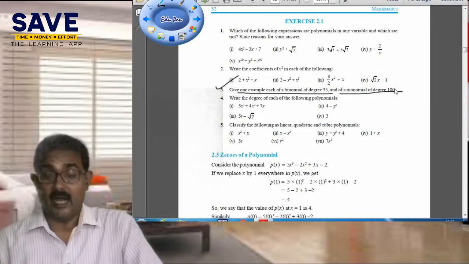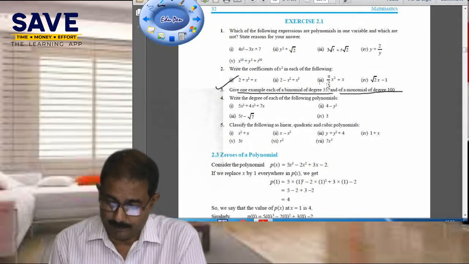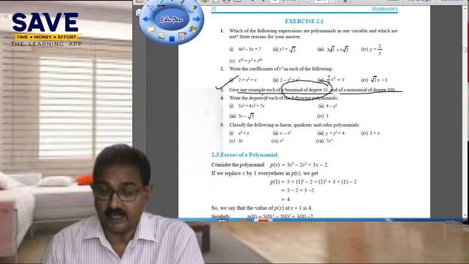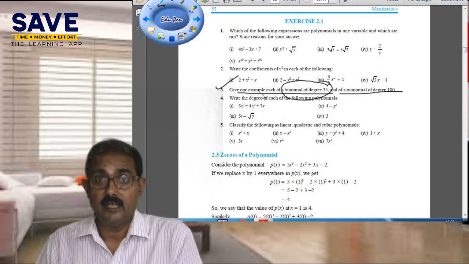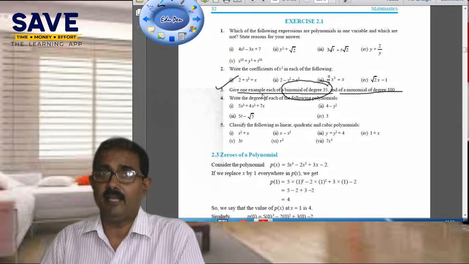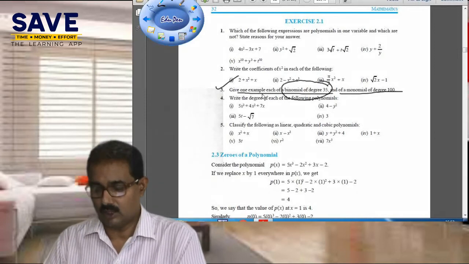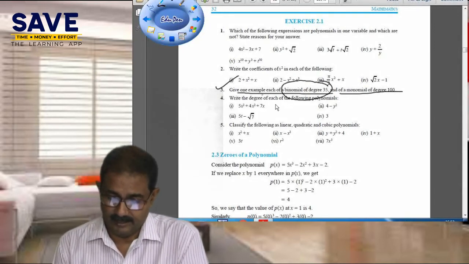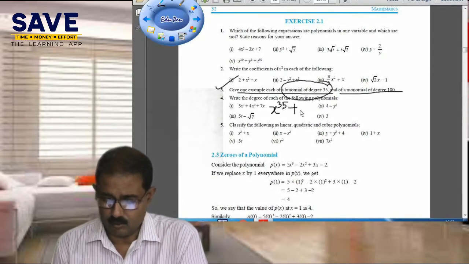In this, the answer can vary. In the first part, you have to give an example of a binomial of degree 35. Binomial का मतलब है उसमें 2 टर्म होनी चाहिए और डिग्री का मतलब है 35 की हाईएस्ट पावर ऑफ द वेरिएबल आपका 35 होना चाहिए. तो इसका आंसर वेरी कर सकता है. हम ये ले सकते हैं x की पावर 35 प्लस कुछ भी ले लो.